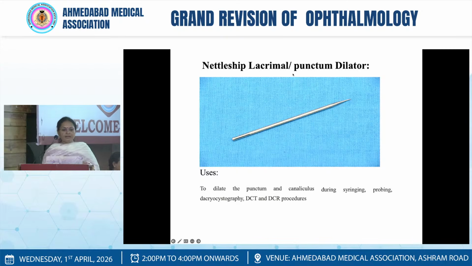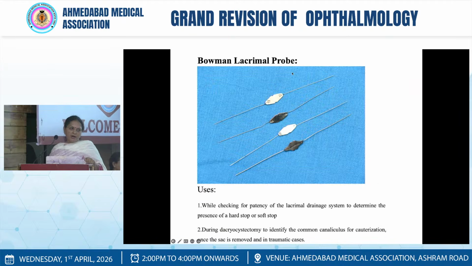Then the lacrimal or punctum dilator. Whenever you see punctal occlusion in a child, particularly nasolacrimal duct obstruction, and if the punctum is small or stenosed, you can dilate it with this punctum dilator. It has a small tip here. Then the lacrimal probe. After dilating the punctum, you can insert this probe. They are available in different sizes 0, 1, 0, 2, 0, 3, 0 like that. In the child, sometimes only the probing will be enough to open the passage.